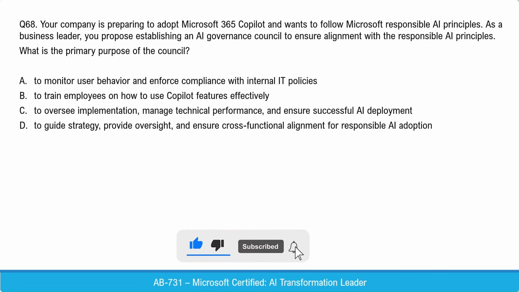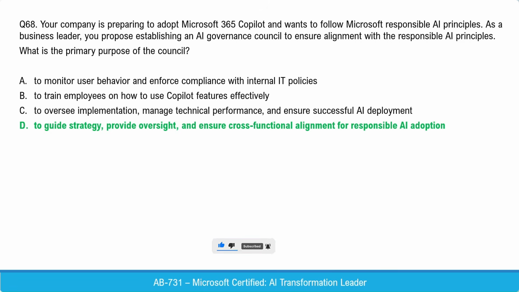The correct answer is option D, to guide strategy, provide oversight, and ensure cross-functional alignment for responsible AI adoption. Let's understand why. Let's understand the role of an AI governance council. When an organization adopts AI, especially tools like M365 Copilot, it is not just a technical deployment. It is a strategic initiative that impacts business processes, compliance, and risk. Option D is correct because an AI governance council is responsible for guiding strategy, providing oversight, and ensuring cross-functional alignment.